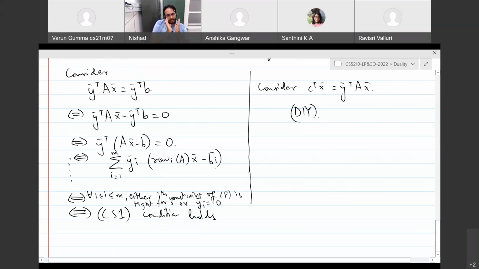Does everybody agree with this conclusion? Sorry, I don't know why I put a bar here. My bad. There are no bi bars. There are only bi's. So we are taking the ith row of A matrix, multiplying it by x bar, and subtracting bi from it. Does everybody agree that this is exactly the previous line, and we want this to be equal to 0? Right? So we're adding a bunch of numbers and getting 0 out of it.